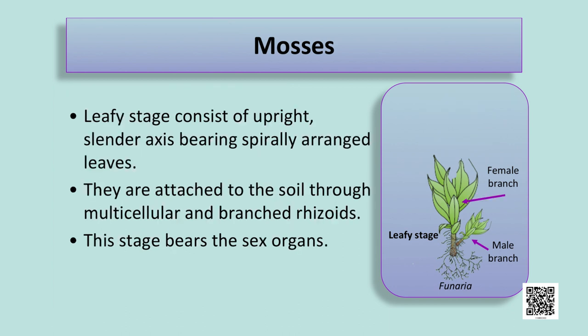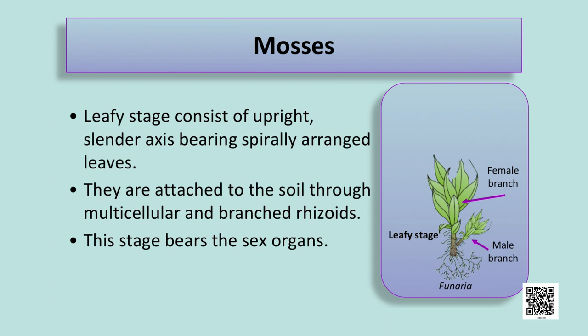The leafy stage consists of an upright cylindrical axis bearing spirally arranged leaves. They are attached to the soil through multicellular and branched rhizoids. This stage bears sex organs. Remember, all bryophytes are monoecious with the exception of Marchantia. It is dioecious with separate male and female thalli.